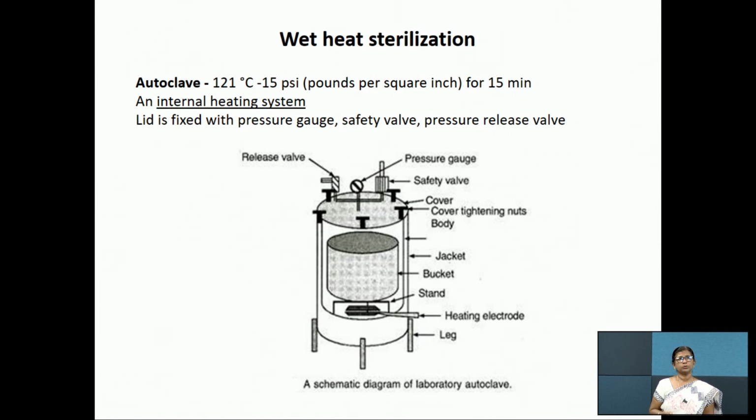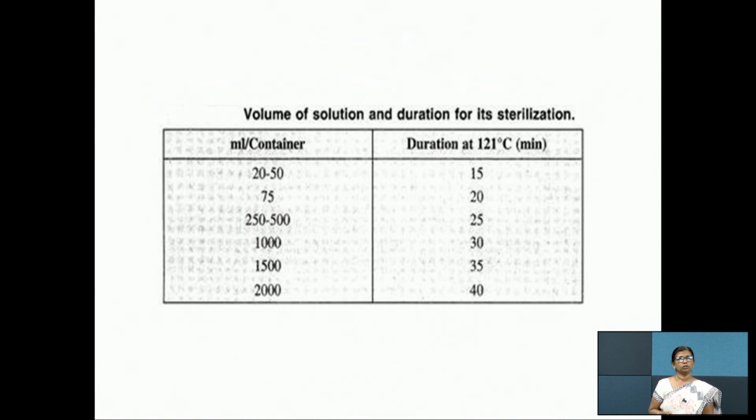This can be used for sterilizing the medium. The volume of the solution and the duration of sterilization are very important. If you increase the volume of the medium, then you have to increase the duration of the sterilization process. For example, if it is 20 to 50 ml, the duration of sterilization may be 15 minutes at 121 degrees centigrade. This table shows the quantity of the solution and the duration for which the sterilization should be carried out.